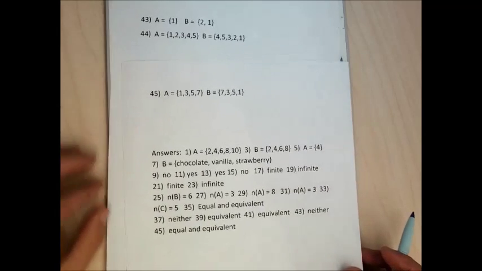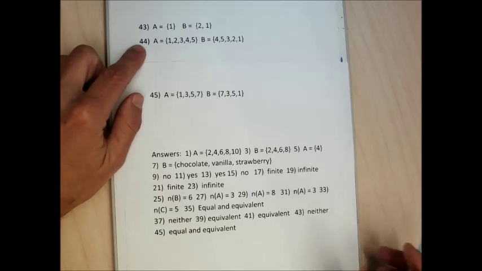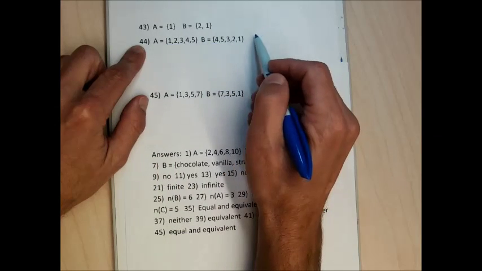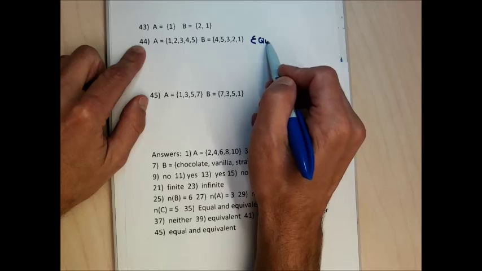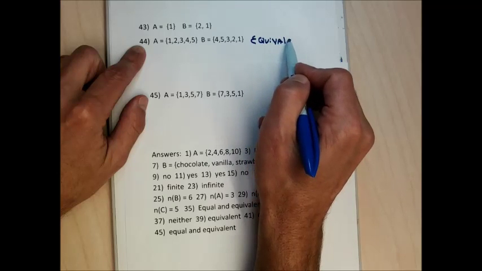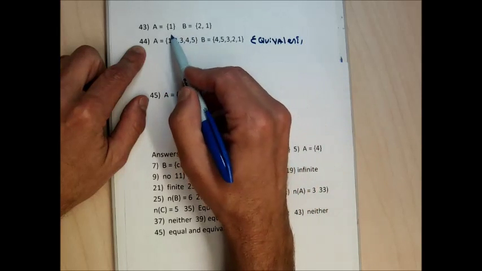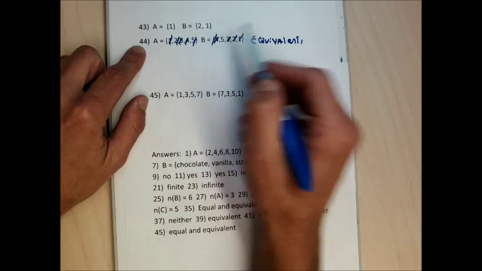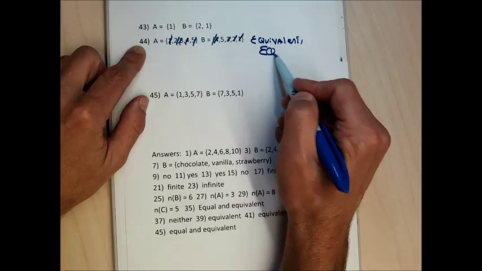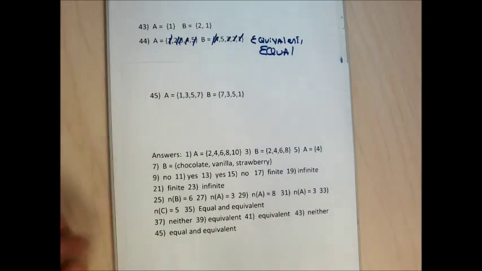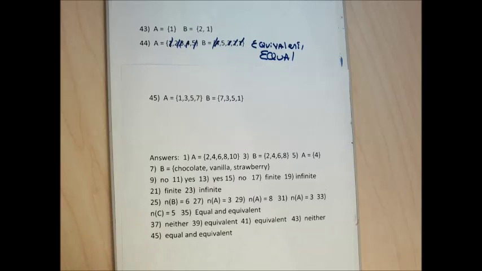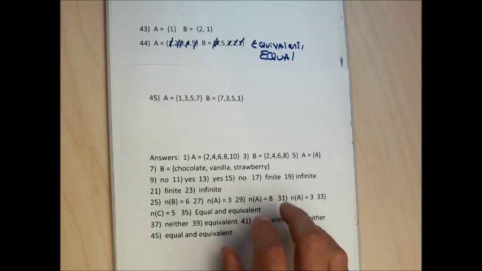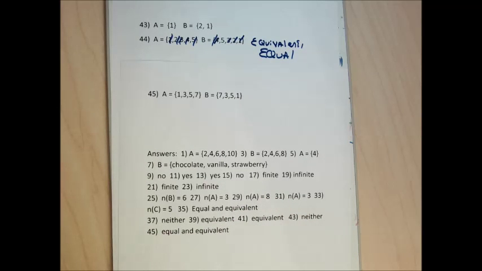Last three problems. You get 2 and I get 1. My 44, both sets have 5 elements, so they're equivalent because to be equivalent, you have to have the same number of elements. And for equal, they both have 1, 2, 3, 4, and 5. They have exactly the same number of elements, and they have exactly the same elements. So my 44, they're both equivalent and equal. So give 43 and 45 a go, and that will be the end of our first section. Here's the answers, just in case you wanted to go back and check some of your work.